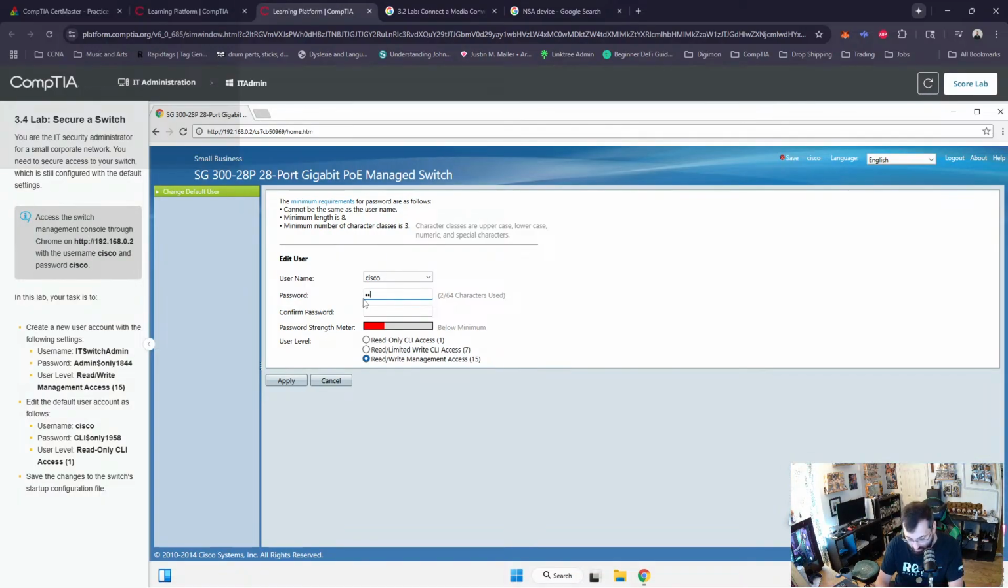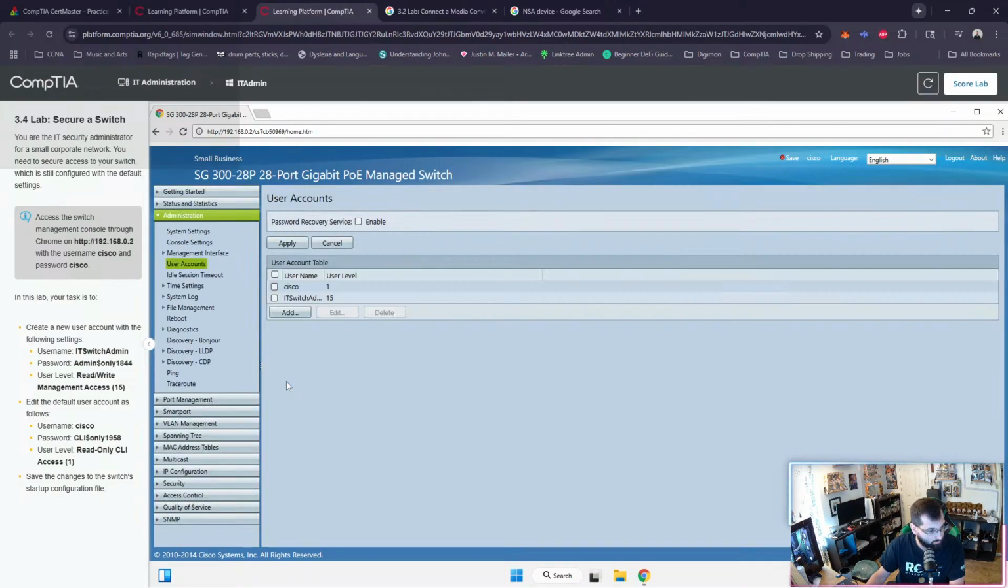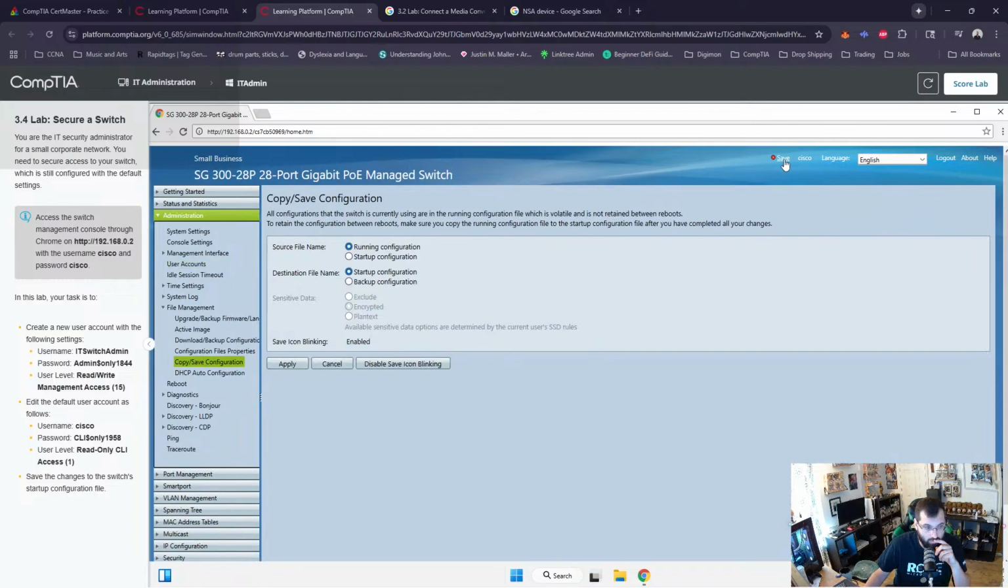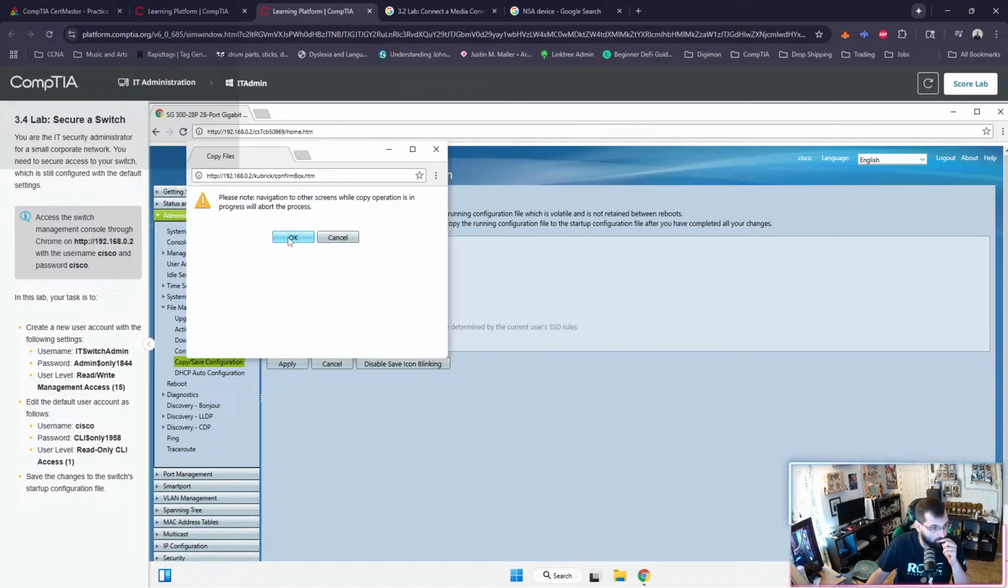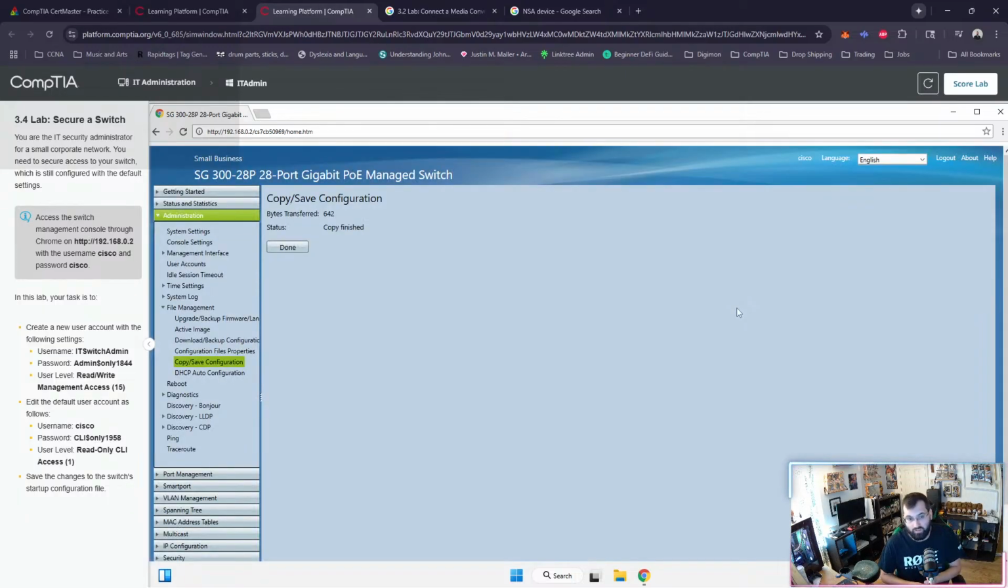Password needs to be CL. Okay. Save the changes to the switch's startup configuration file. Okay, I think that's it.